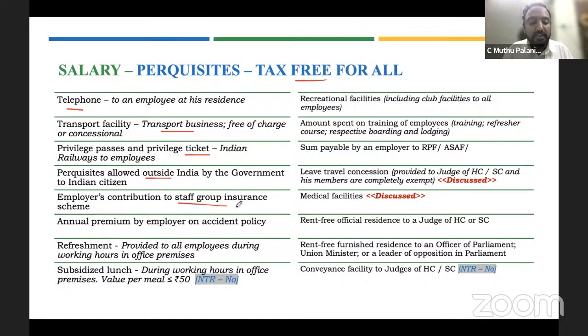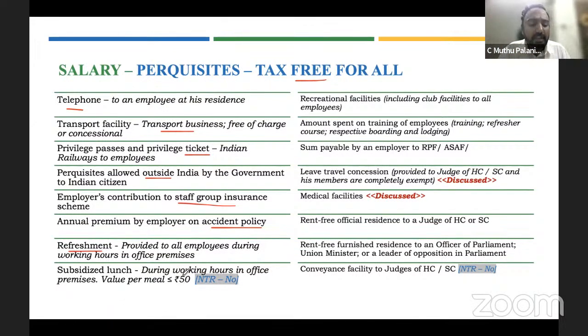Employer's contributions to staff group insurance. So group insurance scheme, that is also not taxable. Provided by accident policy. Employer paying insurance for an accident policy is not taxable. Refreshment provided, tea, coffee, snacks provided during employment, during working hours. Working hours is from 9:30 to 6:30. Now, between that time, if you're giving any refreshments, it is not taxable.